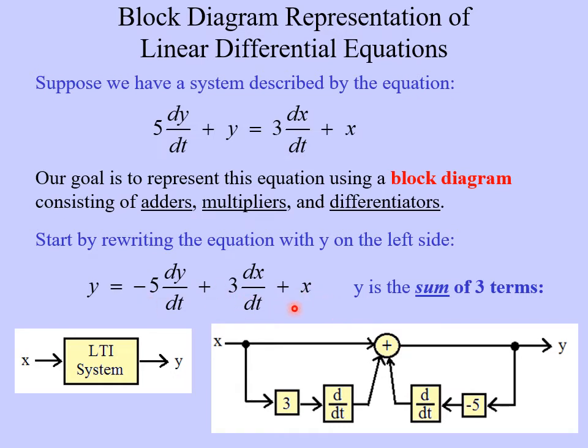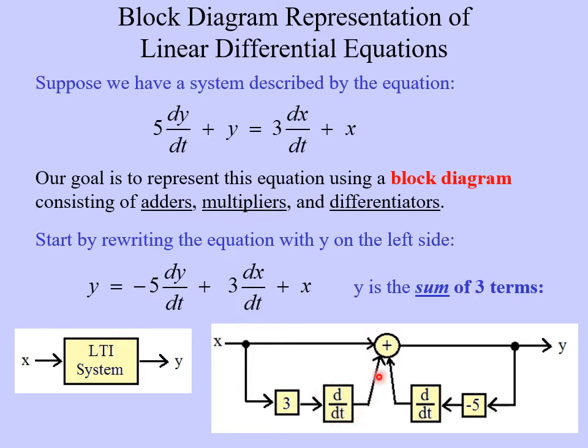Let's do it in reverse order because it's a little easier. The first thing that goes in is an x. That's simple: we just take our input and draw an arrow, a signal flow, going right into the addition. The next thing we see is 3 times the derivative of x, 3 times dx dt. So I'm going to take my x, multiply it by 3, and then send that, which is 3x, through a differentiator. That's this box labeled d dt. That means we take the time derivative of whatever goes into that box.